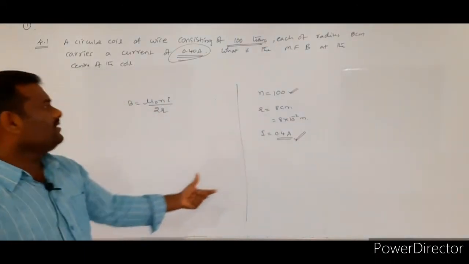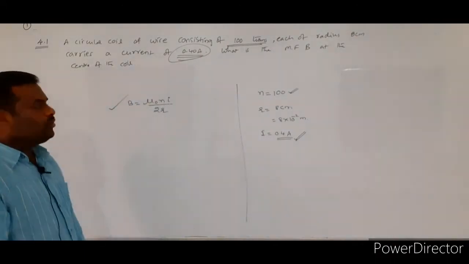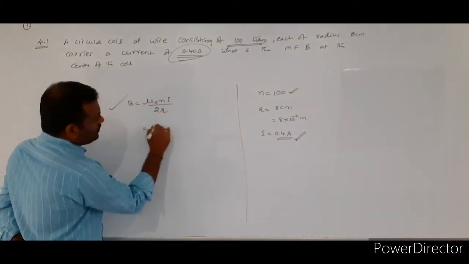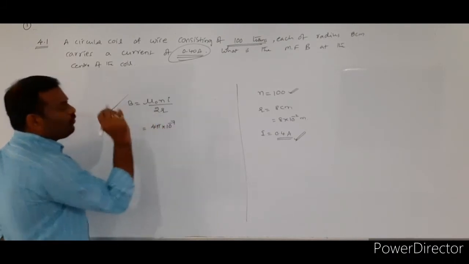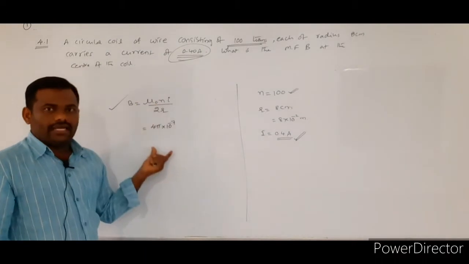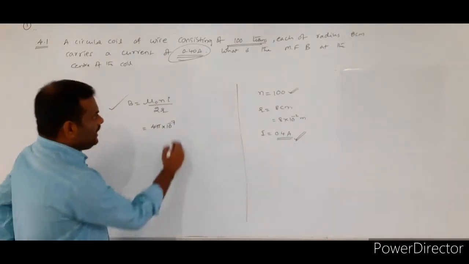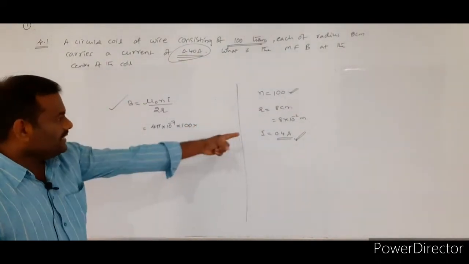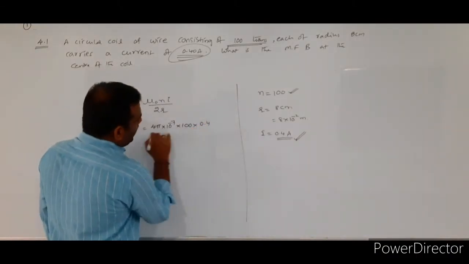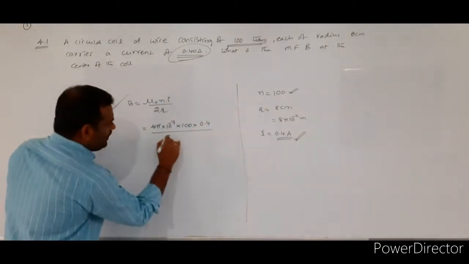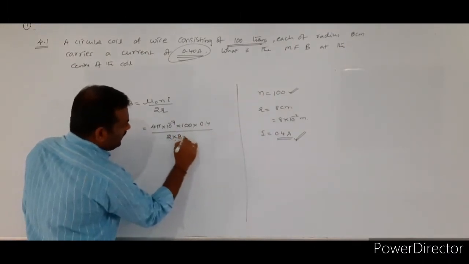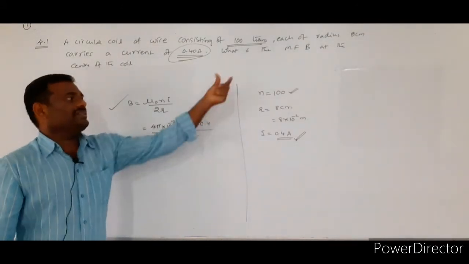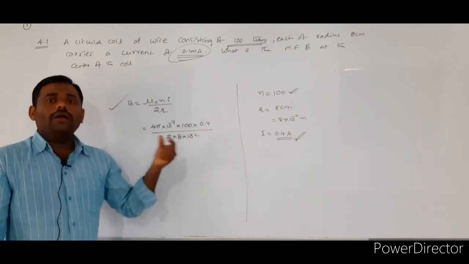So you substitute all these values in the equation B equals mu naught N I by 2R, and you will get the answer. The value of mu naught is 4 pi into 10 power minus 7. The number of turns is 100, the current is 0.4, and 2 means 2 only. The radius is 8 into 10 power minus 2. Simply substitute the values in B equals mu naught N I by 2R.